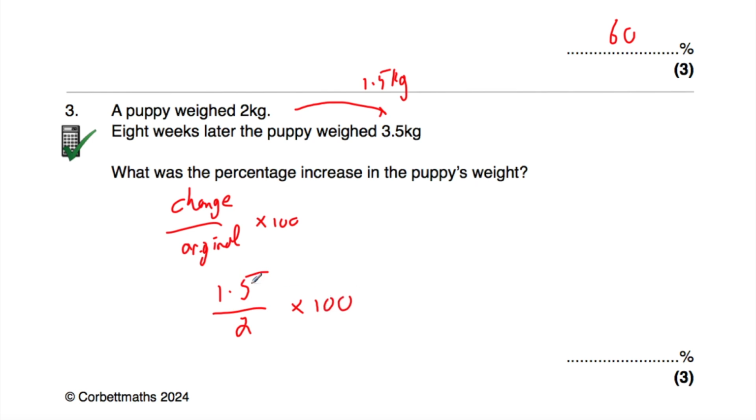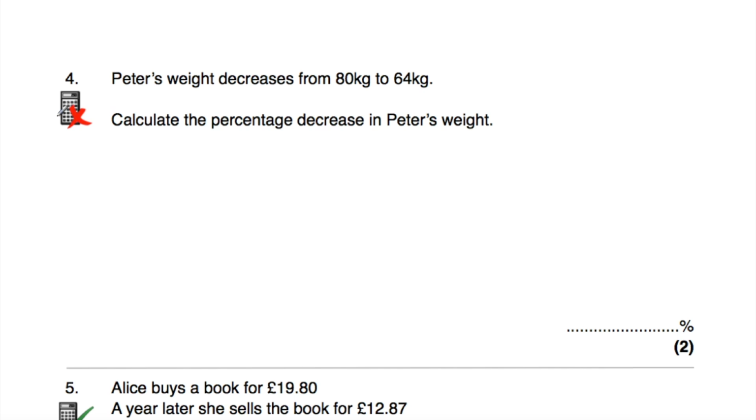So we're going to do 1.5 divided by 2 times 100. And then we'll see what we get. That's a calculator question, so we can just type that into our calculator. And when we do that, we get an answer of 75. So that means that the percentage increase in the puppy's weight is 75%. There's a 75% increase. And you can check it. If you work out 75% of 2, you get that's equal to 1.5. And then if you add it on, we get the 3.5. So that's it. Okay, let's look at our next question, question number 4.